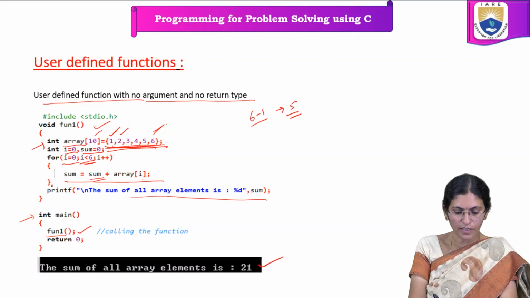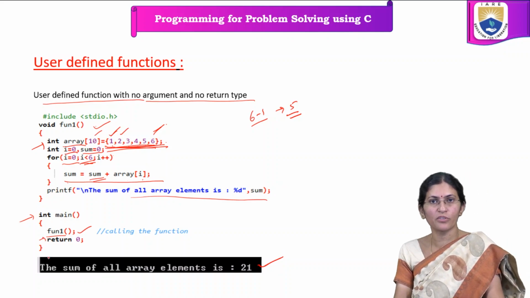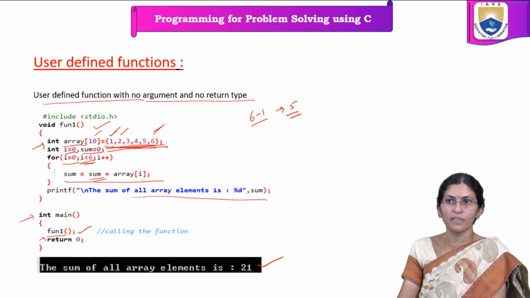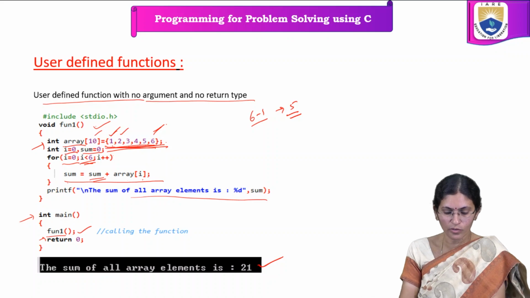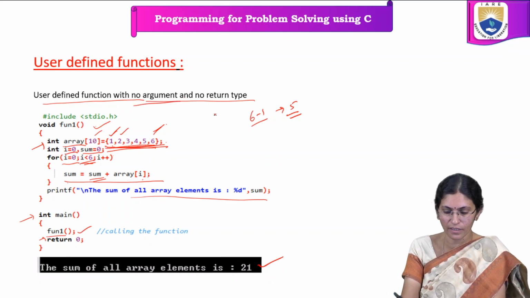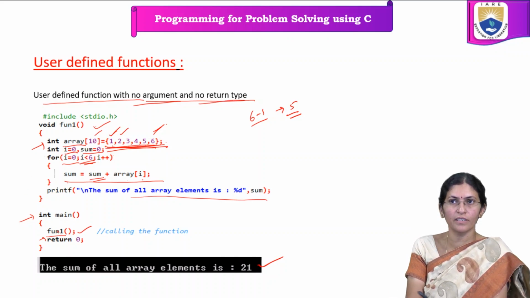Again, after the execution of these statements, control is transferred here. There are no more statements to be executed in this function, so the program will be terminated. So this is also one example of a user-defined function where we don't have any arguments and there is no return type also. This function is not returning anything to the calling function.